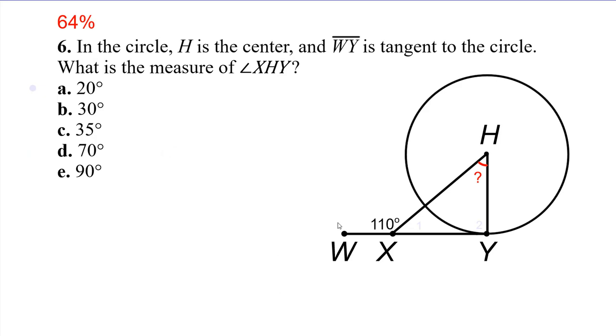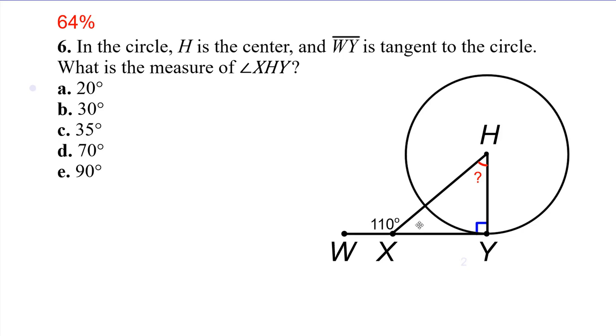All right, 64% of you guys missed this one. So it says WY is tangent to the circle. Well, if WY is tangent, that means it makes a right angle. So that's the first thing we know. The next thing is we have a right triangle, so we want to solve for one of the missing angles.